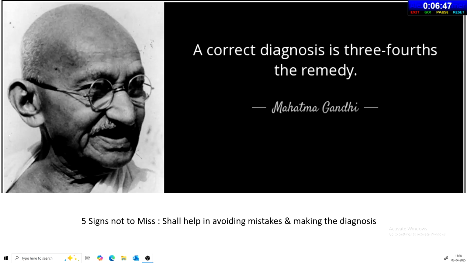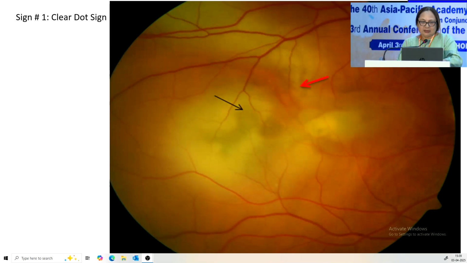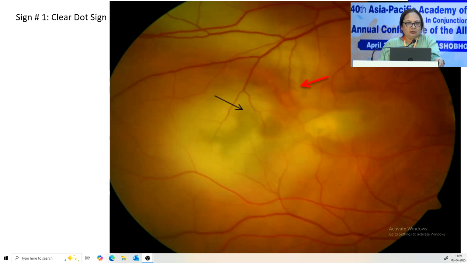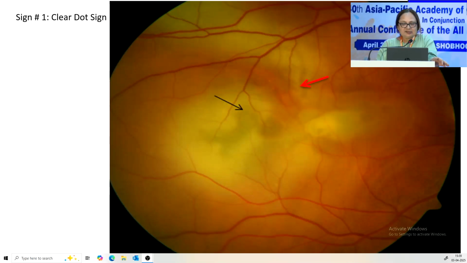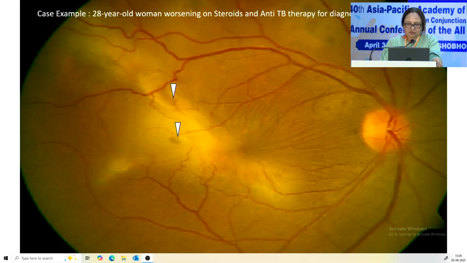Well, correct diagnosis is three-fourths of the remedy, and over the next few minutes, I'm going to talk about 5 signs not to miss, which shall help in avoiding mistakes and making the diagnosis. The first sign is a clear dot sign, as you can see with the arrows out here. And I'm showing this sign because we do see patients on and off diagnosed as choroiditis. So if within a choroiditis patch you see a clear dot sign, it's more likely to be fibrin due to fibrinous CSR and not choroiditis.